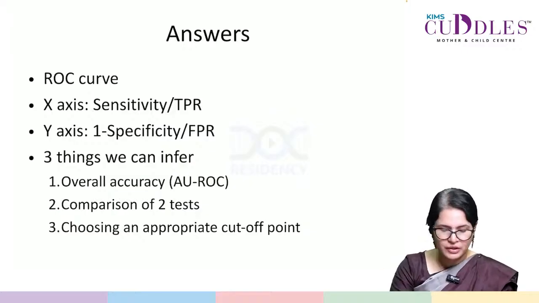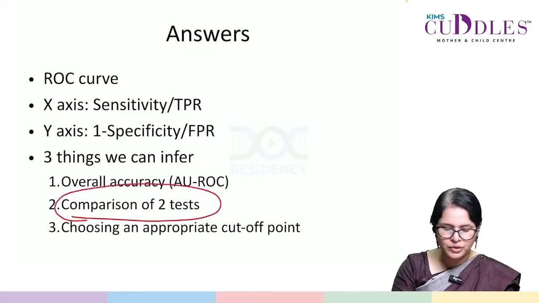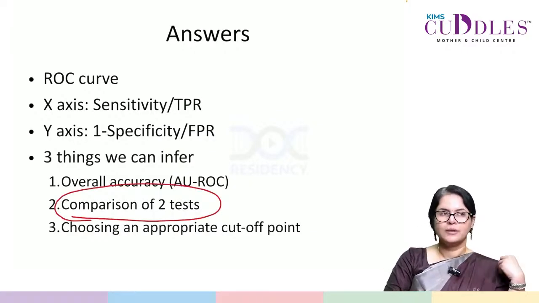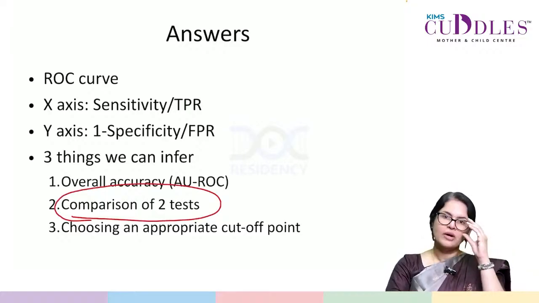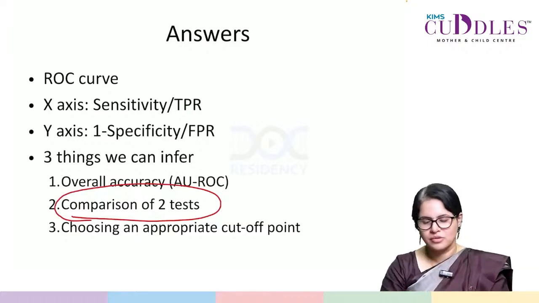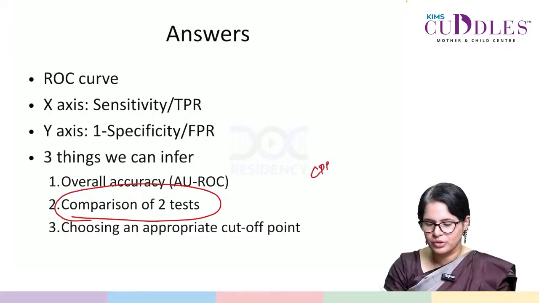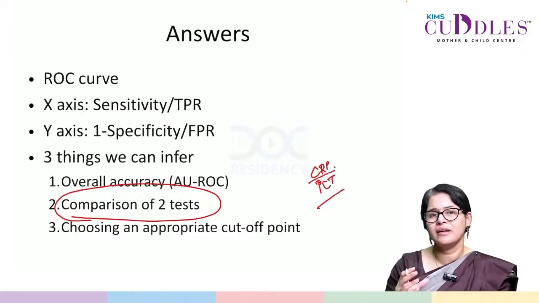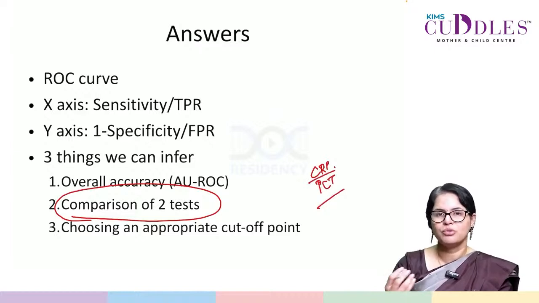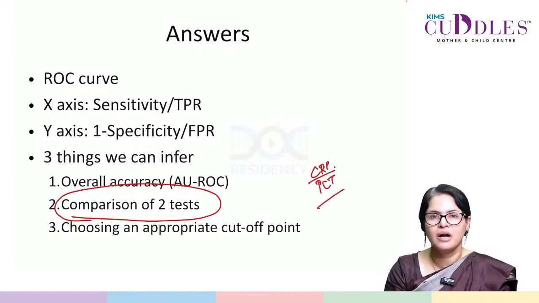The other thing which we can also use this for is to compare two different tests. Now, let us take an example. Supposing you have two different diagnostic tests for sepsis. So you have CRP and procalcitonin. So one way of looking at the relative diagnostic potentials or the discriminating powers of these two tests is to compare their area under the ROC curve.